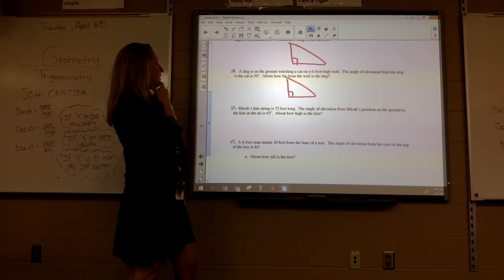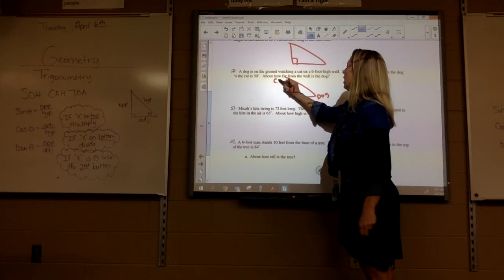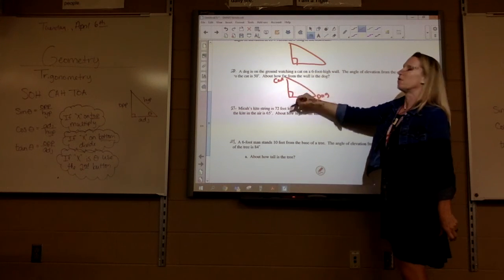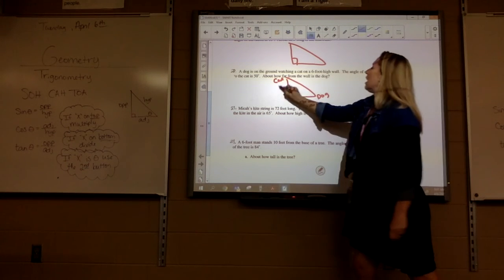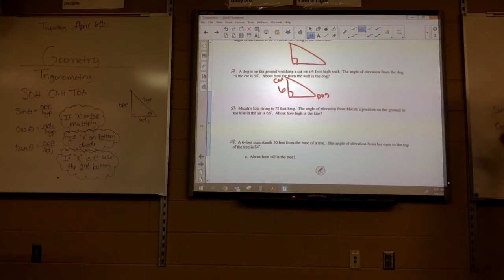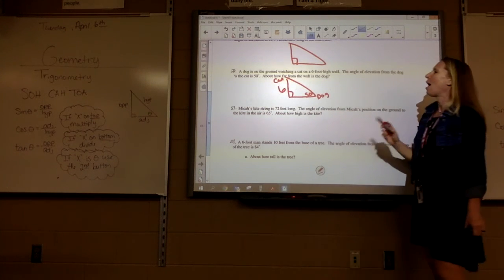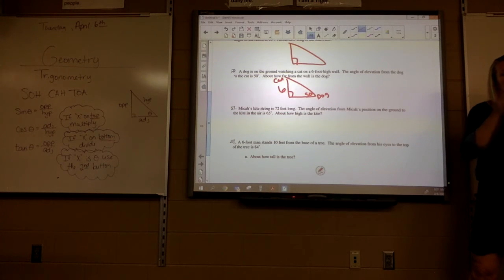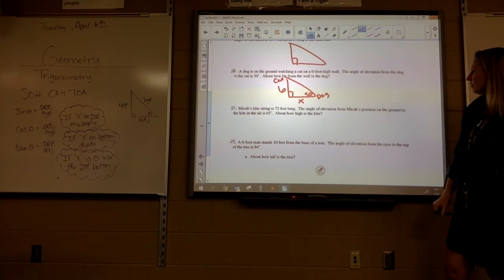Let's talk about 22. So a dog is on the ground watching a cat. So I got my dog. I got my cat that's on the top of a 6-foot high wall. Where would the 6 feet go? The side. Says the angle of elevation is 50 degrees, so angle always goes in the same spot. About how far from the wall is the dog? It doesn't say how far from the cat is the dog, how far from the wall is the dog. So where would the X go? The bottom. On the bottom, okay.